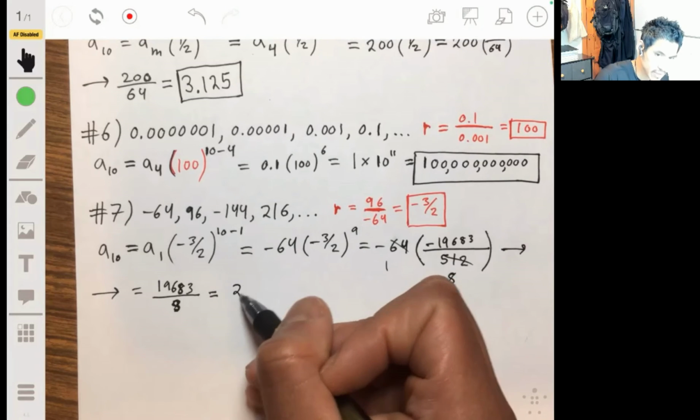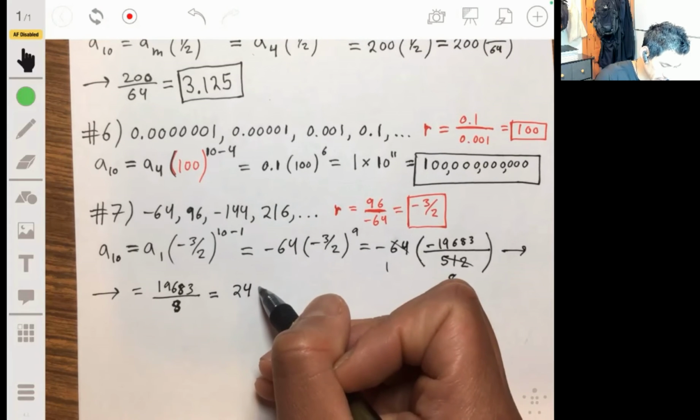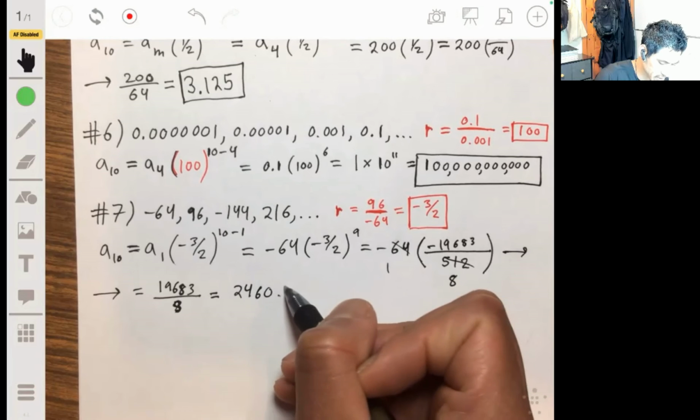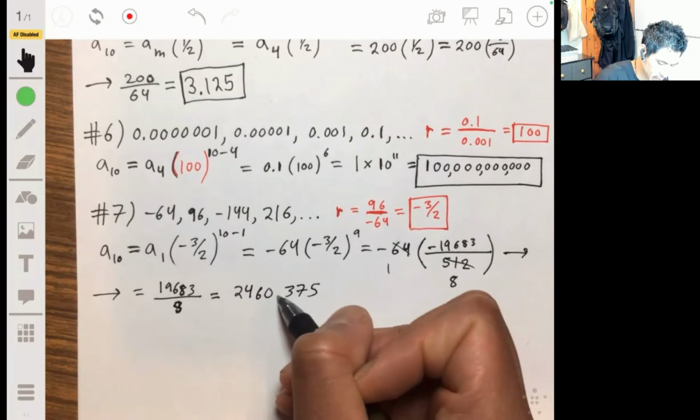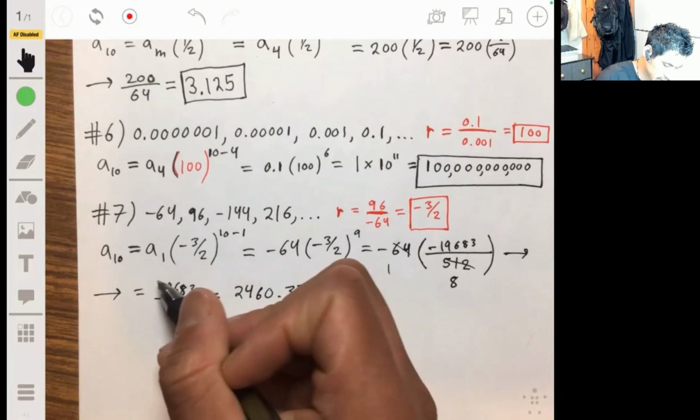So it'll be 2,460.375. And that is an 8.